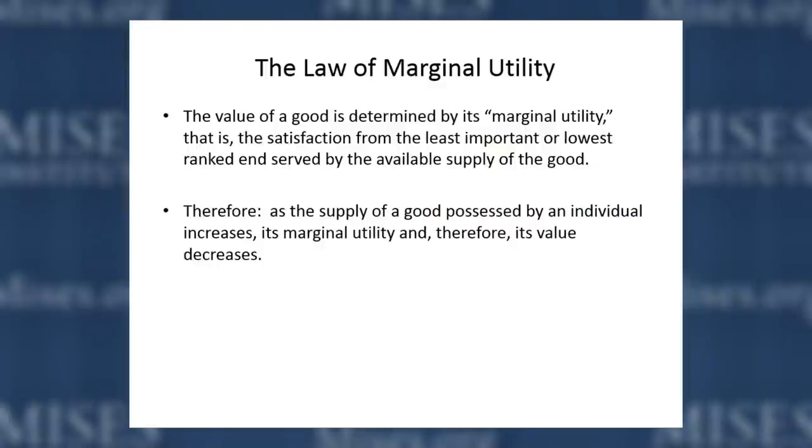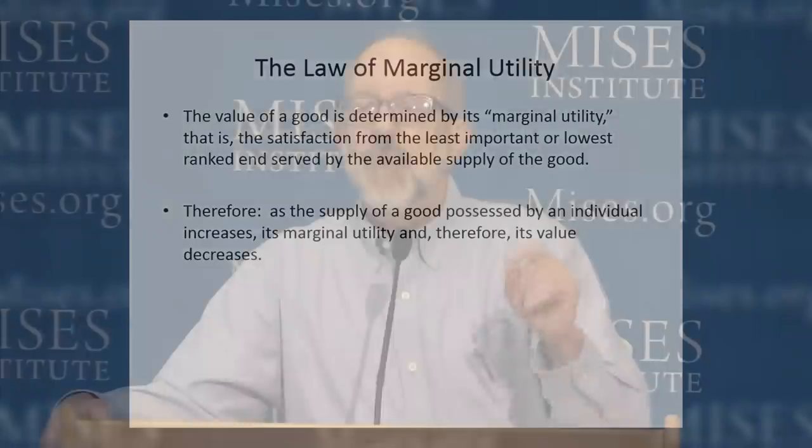Okay, so let's get to the law of marginal utility, because that's really the punchline. Before I go into that, what was the question that Menger asked that allowed him to solve the paradox of value? Because that's what the law of marginal utility did. It solved the paradox of value. The question that Menger asked was: someone has a supply of the same good, say five bushels of wheat, and has many uses for this wheat. What's the value of this wheat?